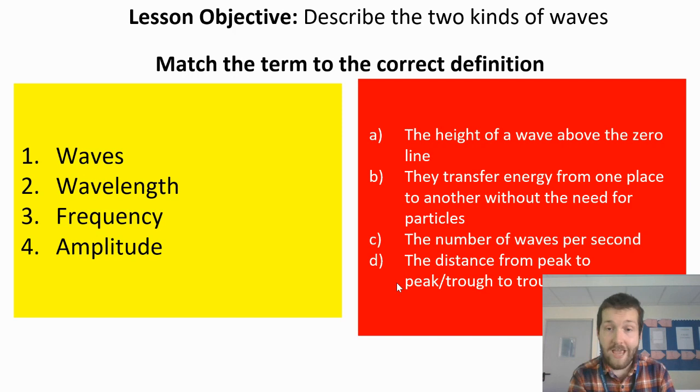So, waves transfer energy from one place to another without the need for particles. Wavelength, distance from peak to peak. Frequency, number of waves per second. Amplitude, boom. Height of the wave above the zero line. Give yourself a thumbs up, give yourself some ticks if you got that right.